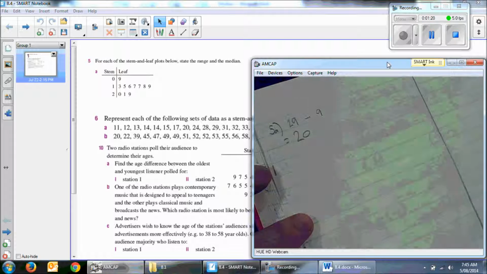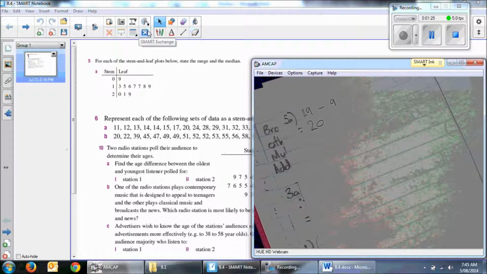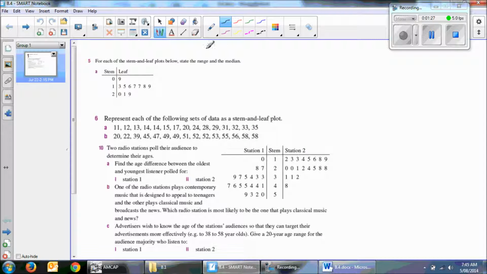Now we need the median. So the median is the middle number. Once again, whenever I do this, all I do is cross off the numbers from each end. So cross off that one, that one, that one, that one, that one, that one, that one, that one, and that one, which leaves us with 7. So 7 is our median.